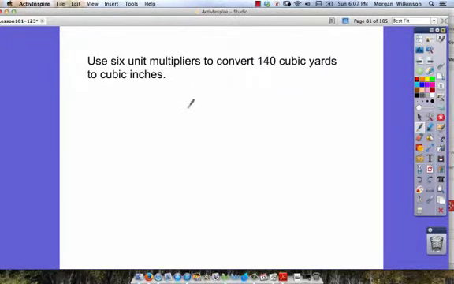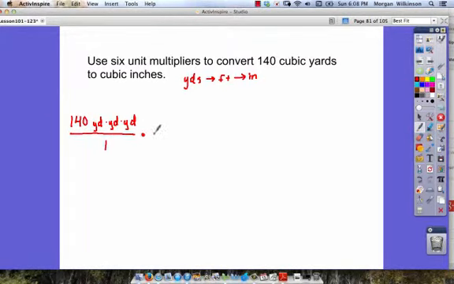Here we have to use 6 unit multipliers to convert 140 cubic yards to cubic inches. So we're going to go from yards to inches, and we're going to have to go from yards to feet to inches. So we've got 140 cubic yards. We're going to have 140 yards times yards times yards, because it's yards to the 3rd power, cubic yards. This is all over 1.